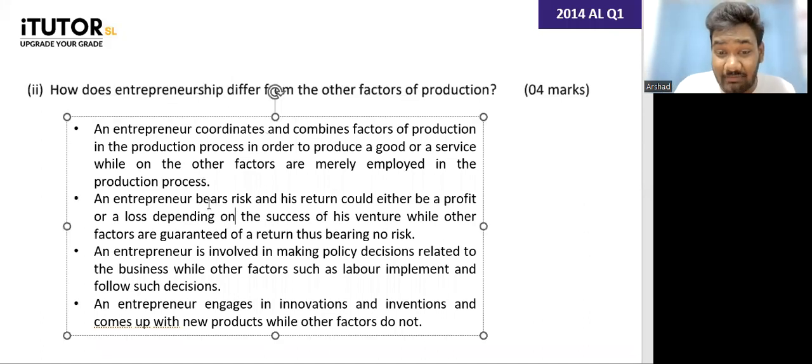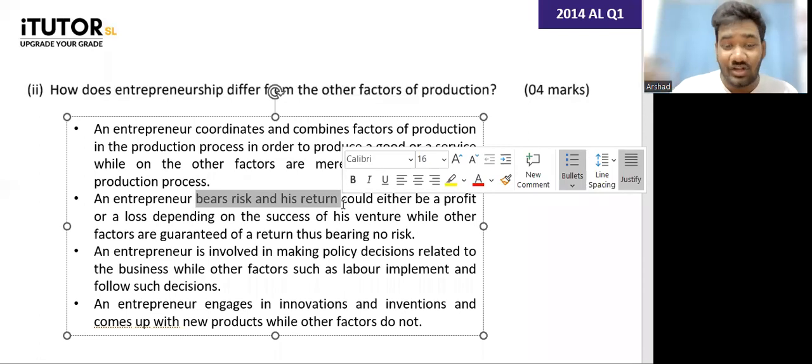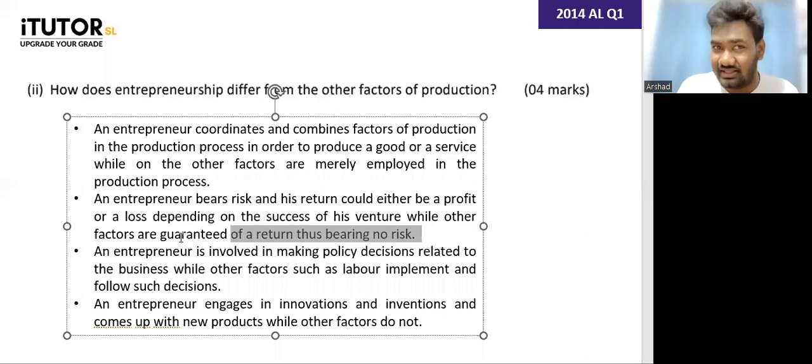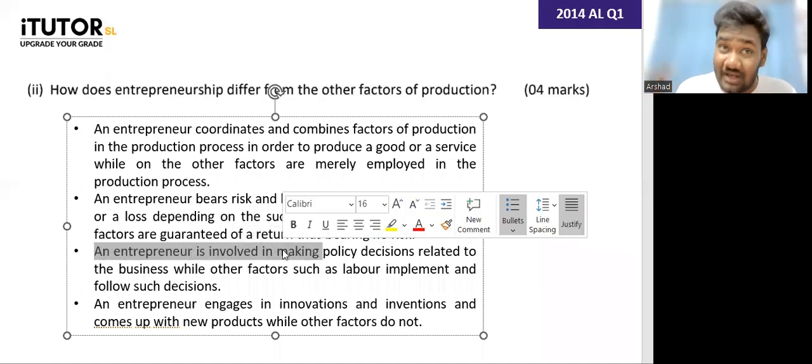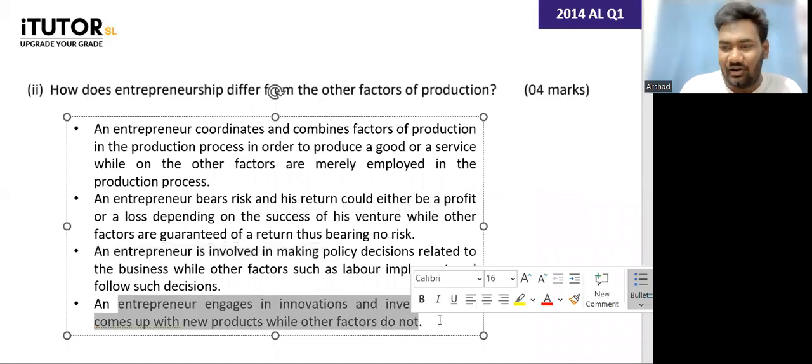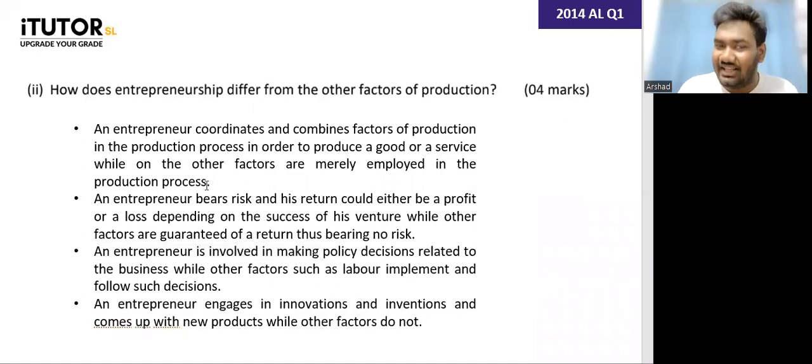Then you can say an entrepreneur bears a risk. He could either get a profit or a loss. But other factors of production don't bear any risk. They have a guaranteed return. Then you can say an entrepreneur makes policy decisions. He makes the main decisions of a company, while the other factors simply follow or implement those decisions. The entrepreneur will say, let's do this, let's do that. What do the other people do? They just follow that. Then an entrepreneur will engage in innovations, while the others don't. So that kind of thing is a nice answer for 4 marks, guys.